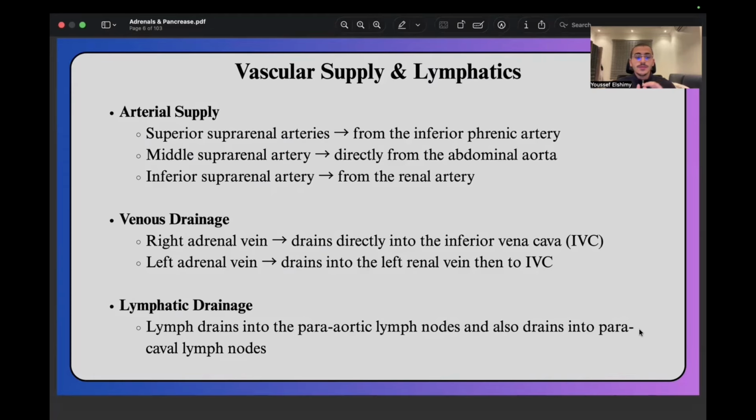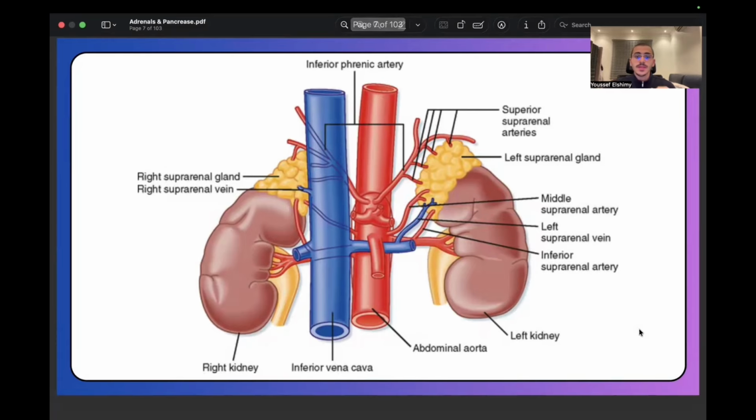Okay. And for the lymphatics, lymph drains into the para-aortic lymph nodes, the lymph nodes next to the aorta, as well as the paracaval lymph nodes. And this is important. Whenever a tumor or a cancer arises from the adrenals and wants to spread throughout the body through lymphatics, the first lymph nodes that are going to be affected are the para-aortic and the paracaval lymph nodes. Okay, this is just to recap.